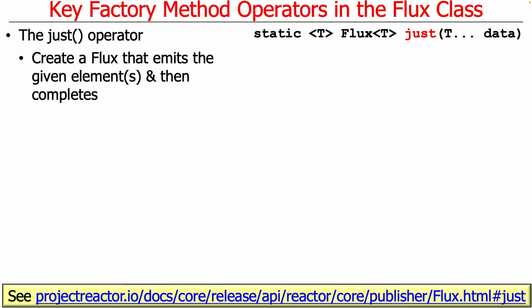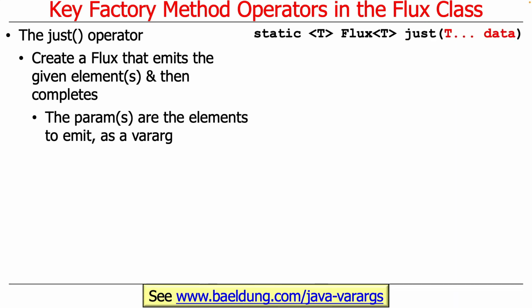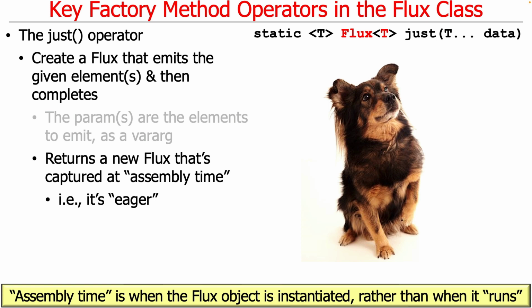Just creates a flux that emits the given element, or elements, because you can have multiple of them, and then completes. So you can see that it takes a varargs parameter, which just means you can have a bunch of these things. It's basically a list. And those are the elements that we want the flux to emit. And what it does is it returns a flux that's captured at assembly time. In other words, it's eager. It's like a puppy that always wants to play with you when you want to play.